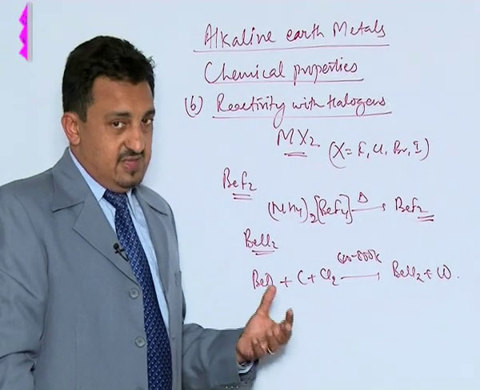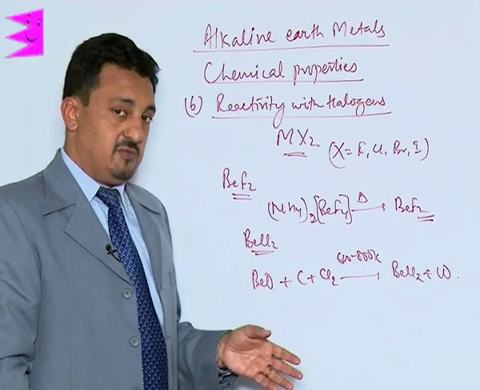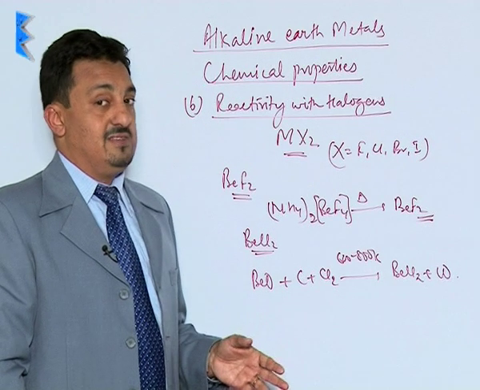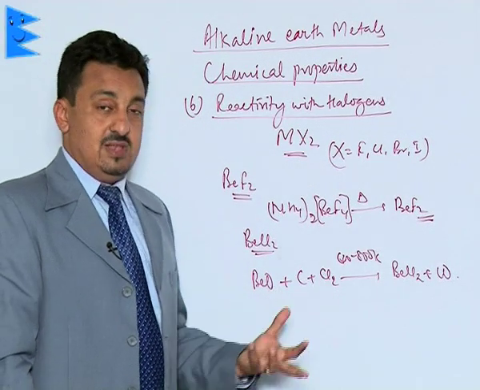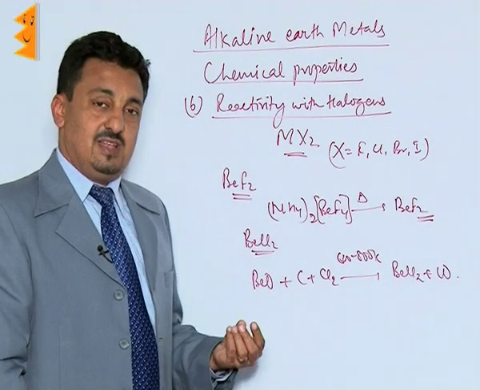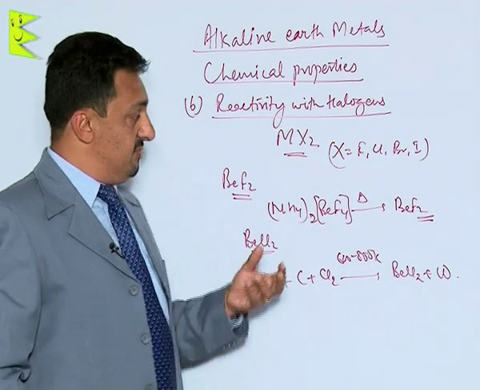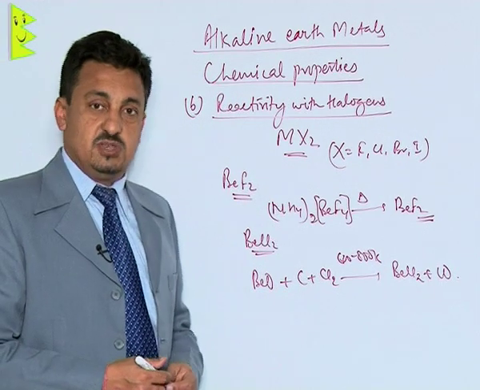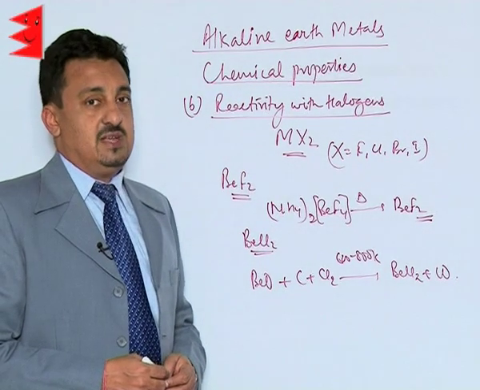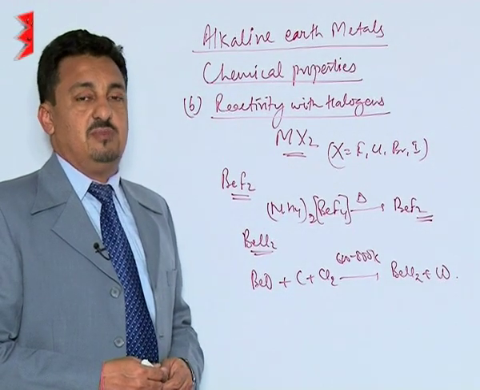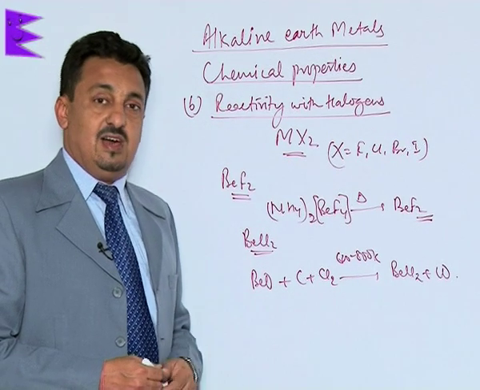Of course, these halides are ionic in nature, but yes, what we find is that the beryllium and magnesium halides have a covalent character. More covalent character in beryllium because smaller is the size of the cation, more is the polarizing power. We know that from Fajan's rule. So that is why beryllium halides are covalent in nature. Whereas, yes, covalent character to some extent is there in the halides of magnesium. Whereas the rest of the halides are ionic in nature.